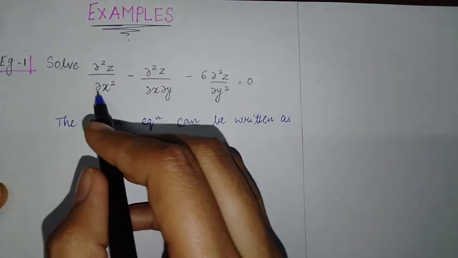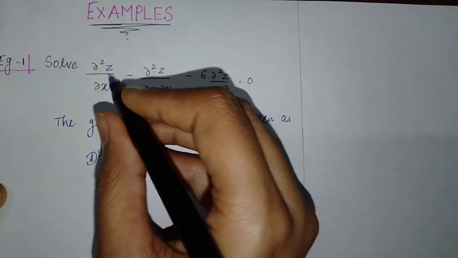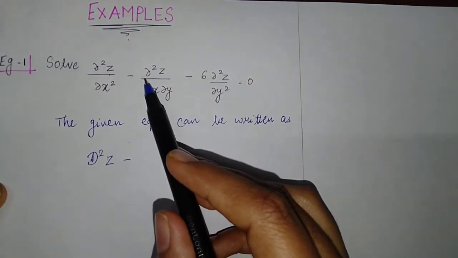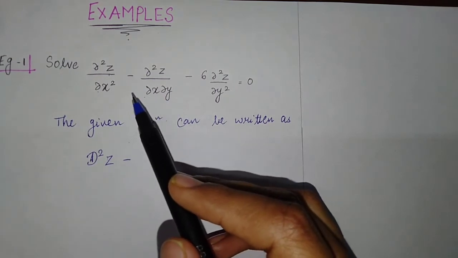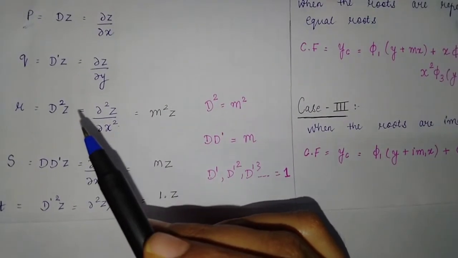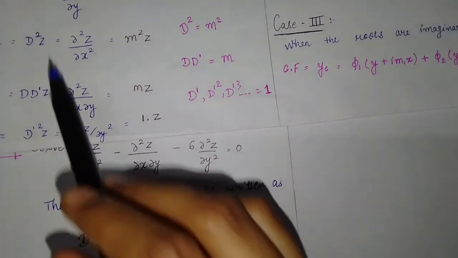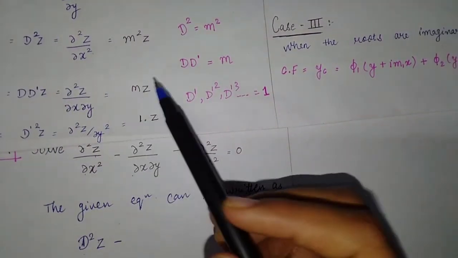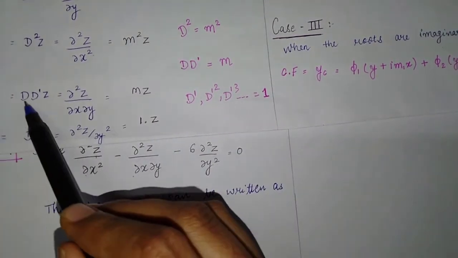So in place of del square by del x square, what can we write? d square, and z as it is, so d square z minus, in place of del square by del x del y, what do we have to write? You have to remember this formula, otherwise you will not be able to solve the examples. So in place of del square by del x square we wrote d square. Now in place of del square by del x del y, what did we write? d dash.